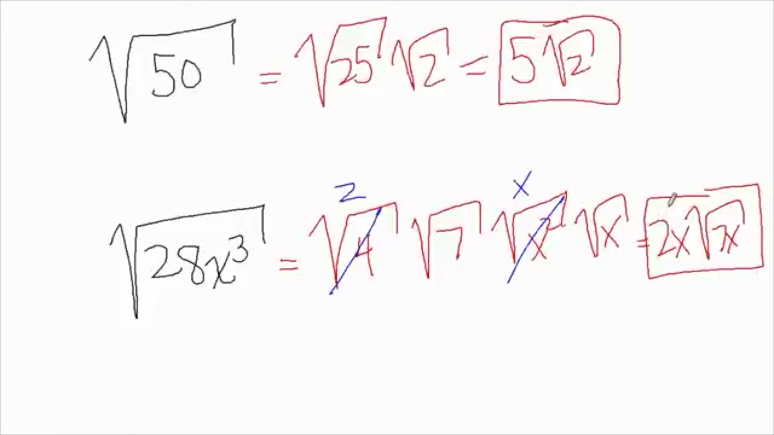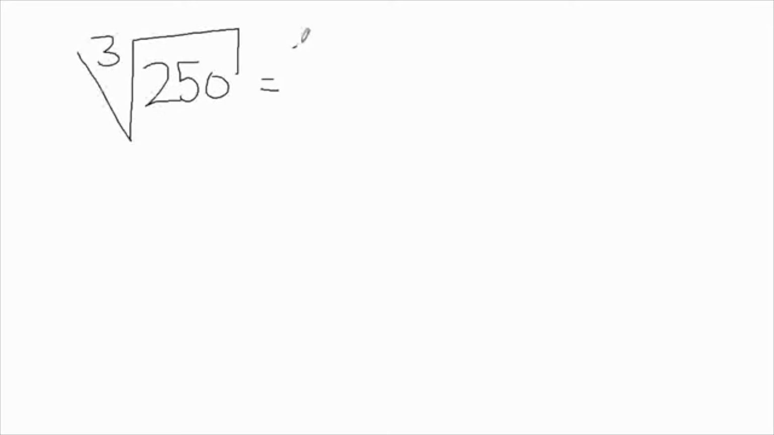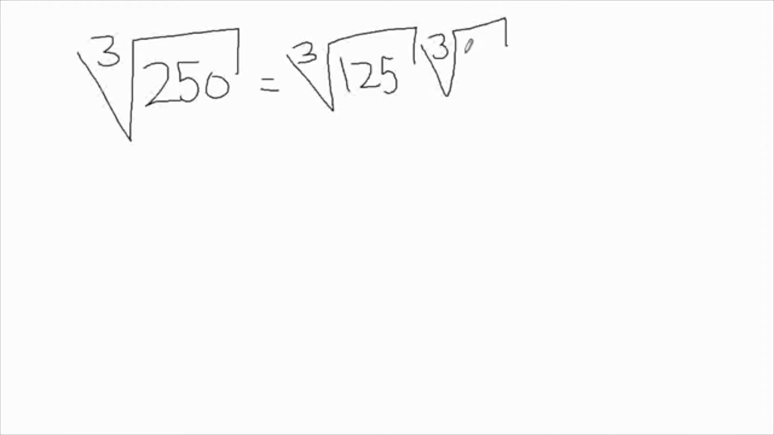Okay? Now, let me remind you that you can do the same thing with more than just square roots. If you had, for example, the cube root of 250, you could write that as the cube root of 125 times the cube root of 2. The cube root of 125 is 5, and so you could simplify the original radical to 5 times the cube root of 2.